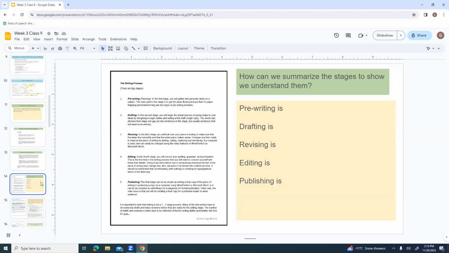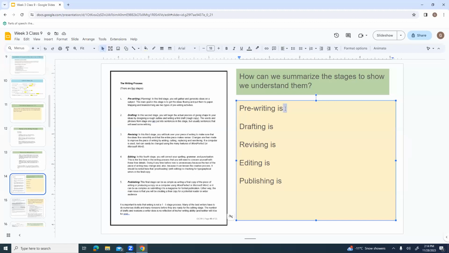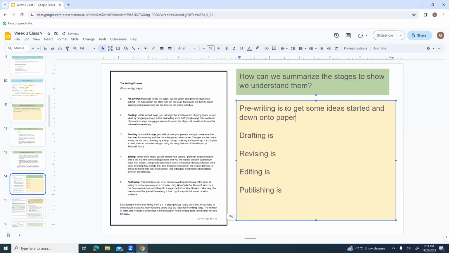So sometimes the best way to make sure that you understand something is to try and summarize it a little bit and see if you can put it like in a word or in a sentence. So if I were to summarize pre-writing, what is like the main goal or the main activity of pre-writing? I would say the main idea of pre-writing is to get some ideas started and down onto paper. You might outline the order.